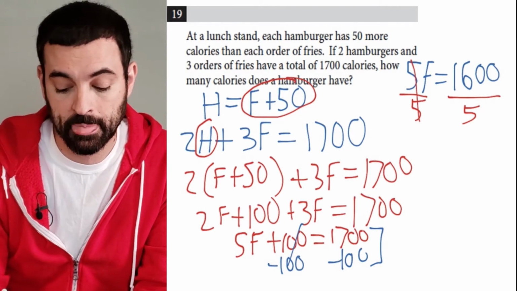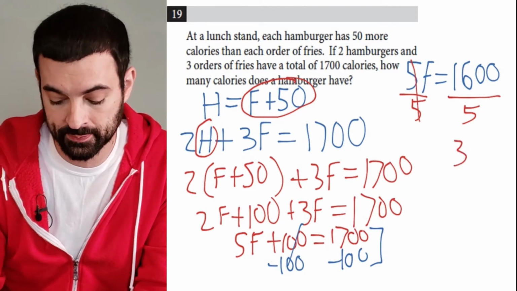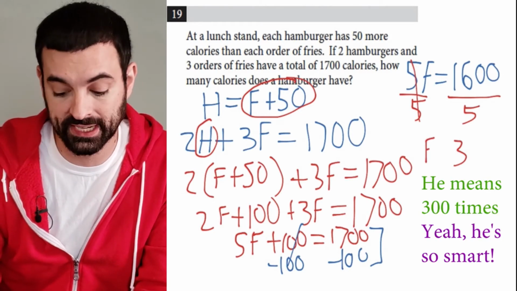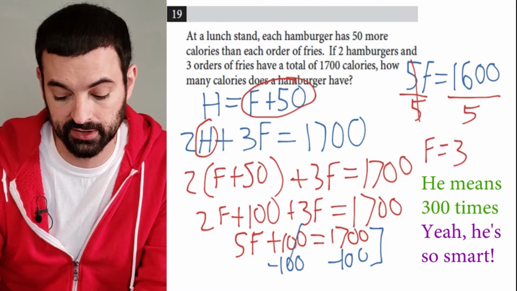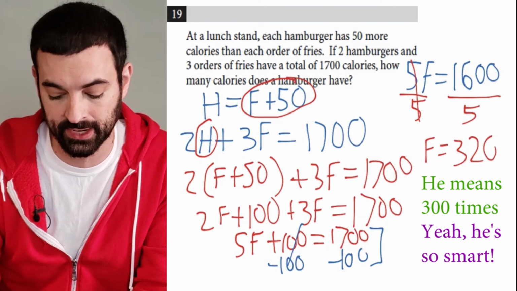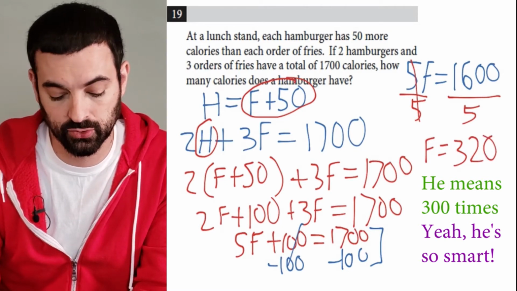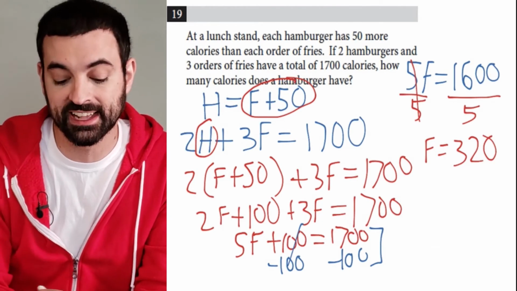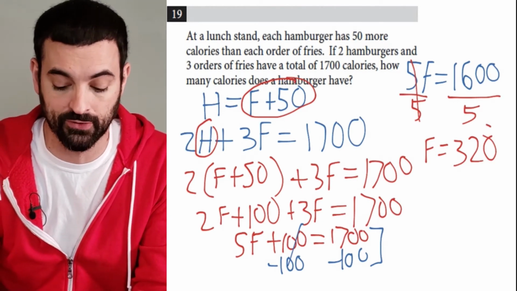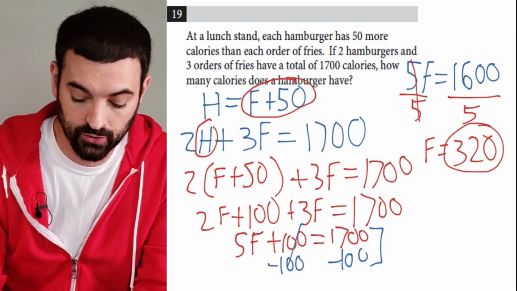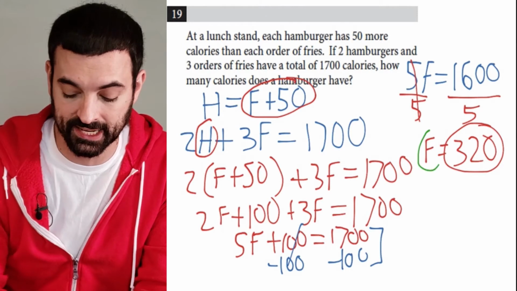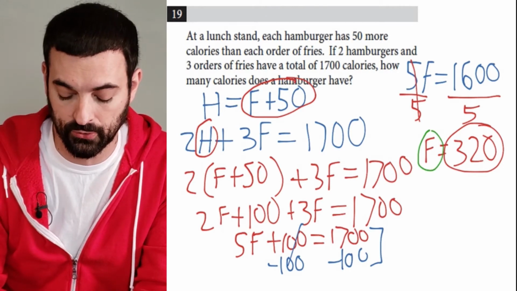Think of it this way. 5 goes into 1,500 3 times, and 5 goes into 100 20 times. So 5 into 1,600 is 320. That's not what they're asking us for. So they set us up so that it's very easy for us to solve for F, and a lot of people will answer 320. Notice, though, that that is the number of calories in an order of fries.